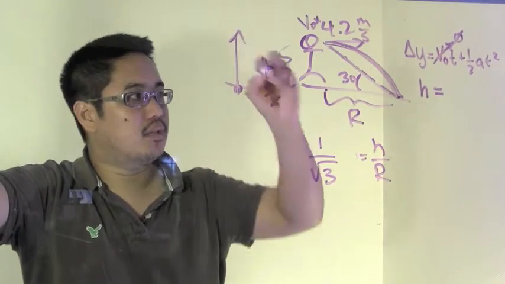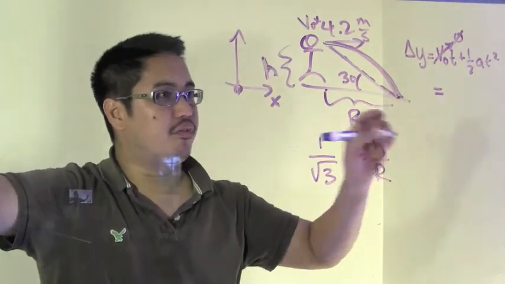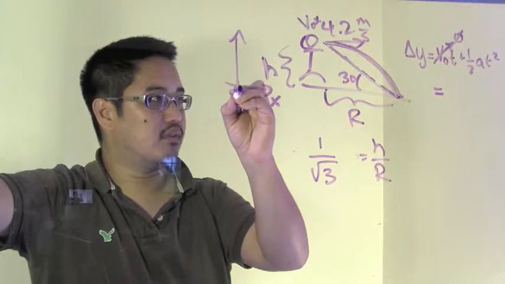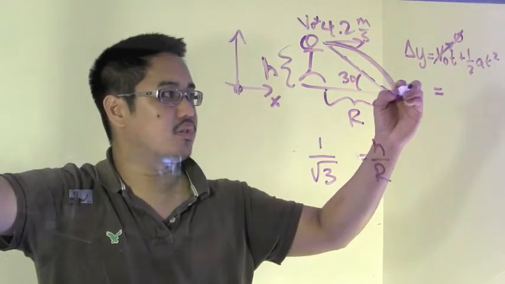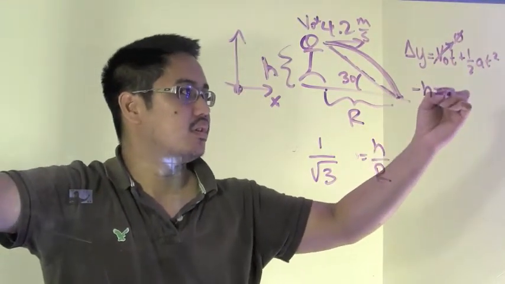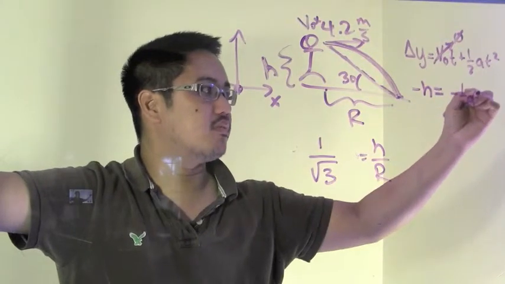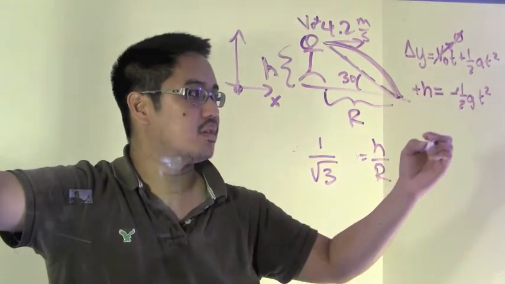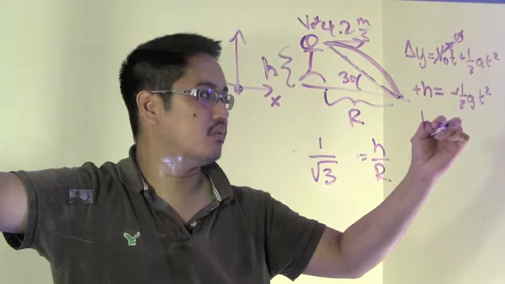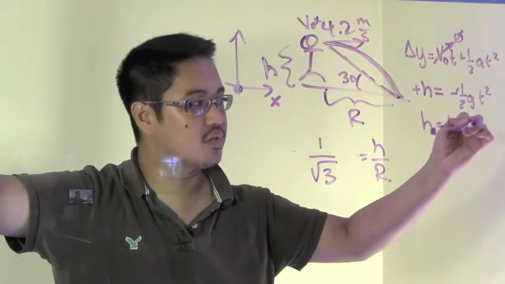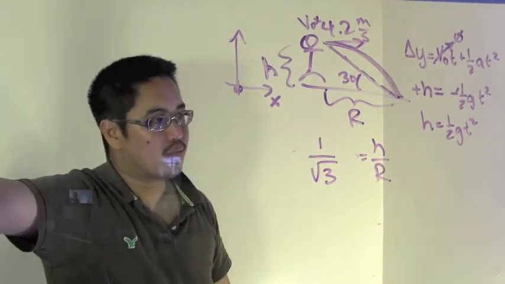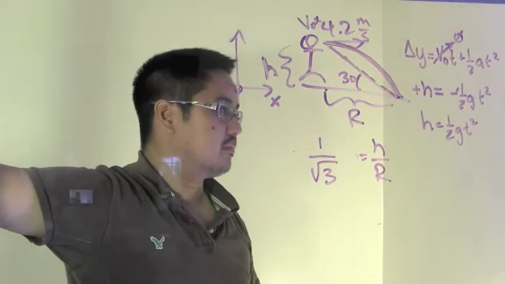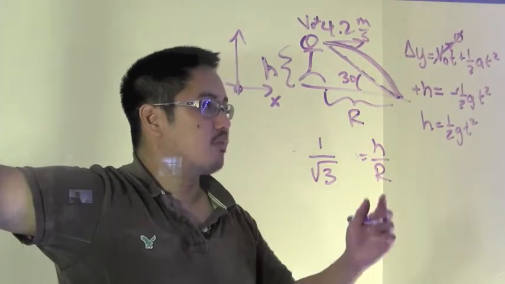Yeah, let's do that. So your final y is actually 0, and your initial y is h, so it's negative h minus 1/2 gt squared. Those cancel, and I end up getting h is equal to 1/2 gt squared. You can solve for t, but that's not really what I want. Let's figure out the range for this thing.